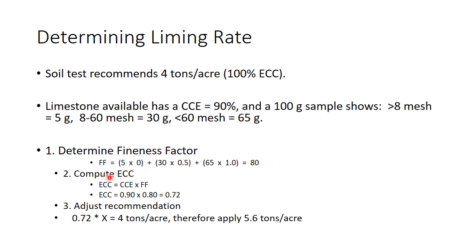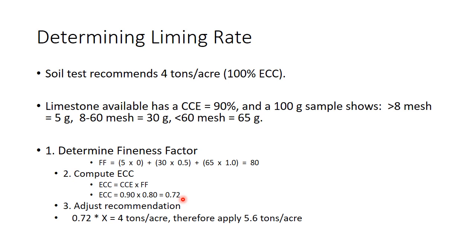And then the next thing we need to do is calculate our effective calcium carbonate for this particular source. To determine that, we multiply our calcium carbonate equivalent, which was 90%, and our fineness factor, which was 80%. So 0.9 times 0.8, we get 0.72. And that means that our lime is 72% effective relative to pure calcitic limestone that was ground fine. So we have a 72% effective lime source.